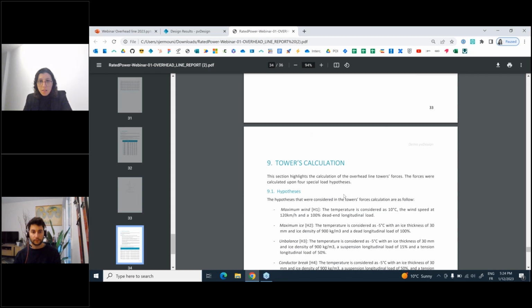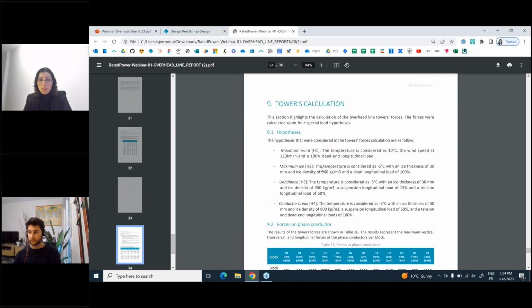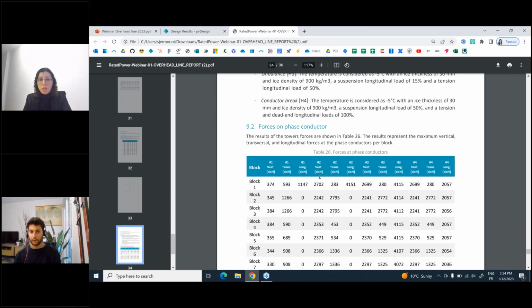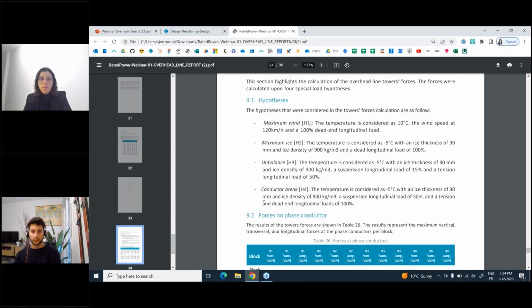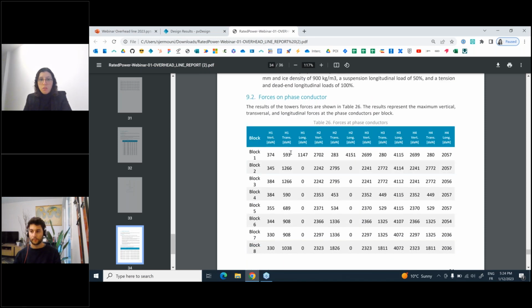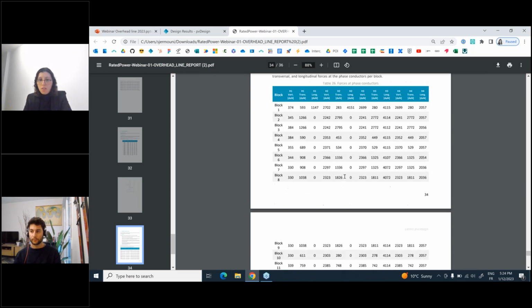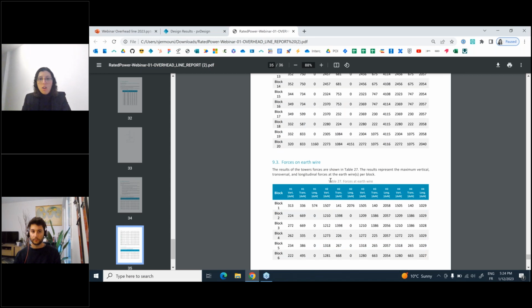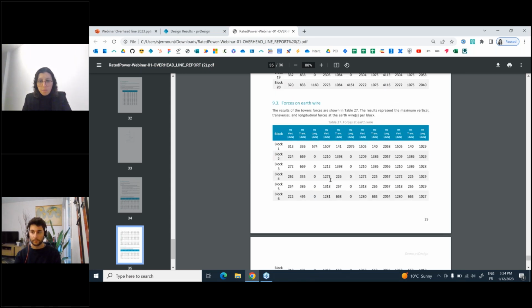And I think the last table regards the tower forces on the phase conductor and on the earth wire. All of them are calculated for different hypotheses: the maximum wind, maximum ice imbalance, and the conductor break. As you can see here, we find the vertical, the transversal, and the longitudinal forces for all the hypotheses, and that is, as I said, for the phase conductor and also for the earth wire, as you can see.